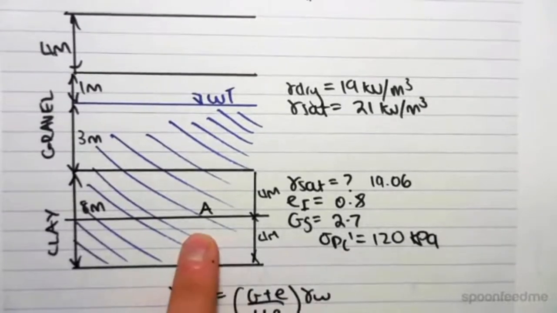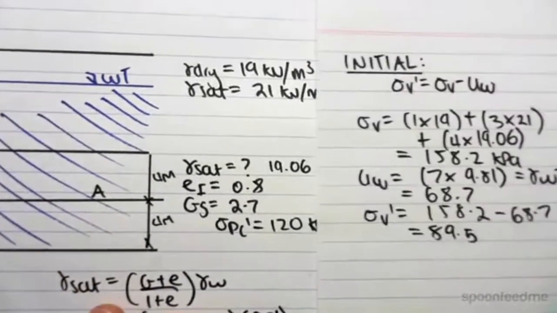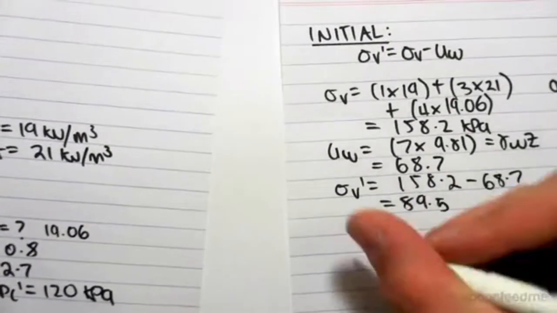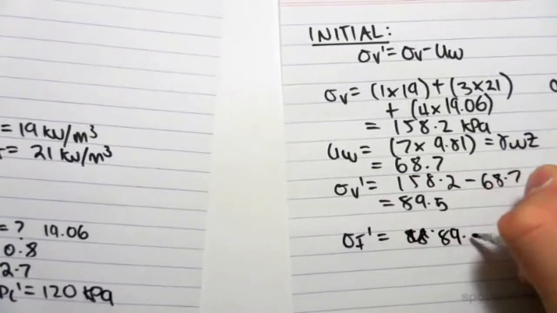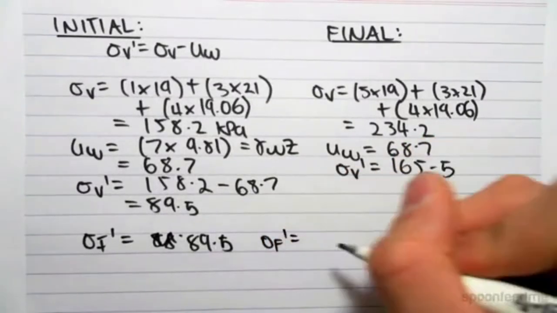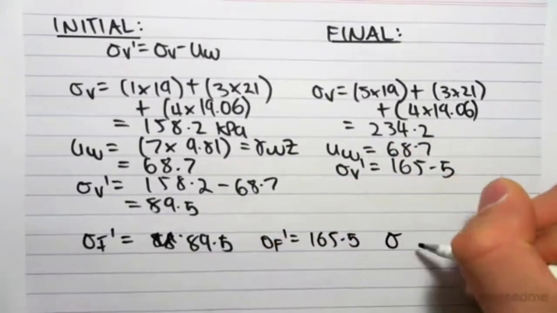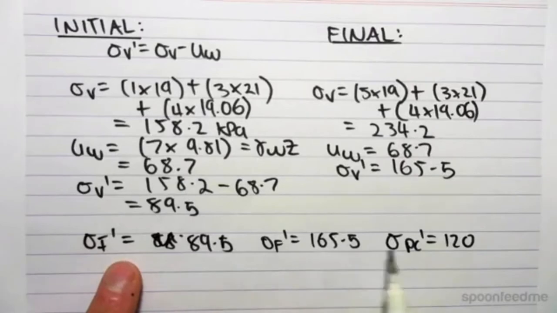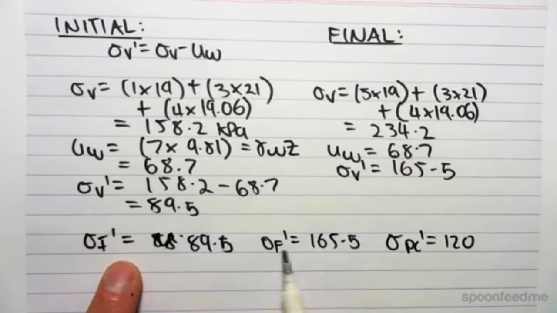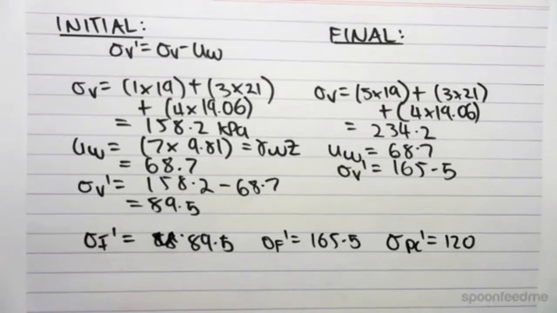Okay, so the pre-consolidated stress at A is 120 kPa, which means that if we look at all our values, our sigma initial is equal to 89.5, our sigma final dash is equal to 165.5, and our sigma pre-consolidated is 120. So our pre-consolidated stress is between our initial and final, which means we're both over-consolidated and normally consolidated, right? So we're going to have to go and find the change in e, knowing all this stuff. Let's quickly do that.